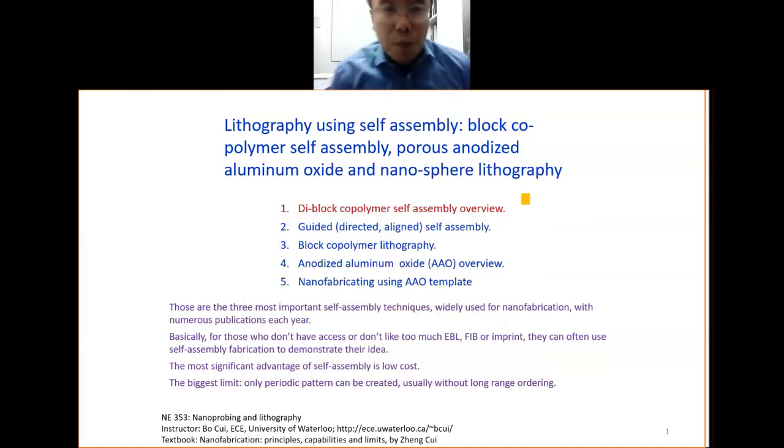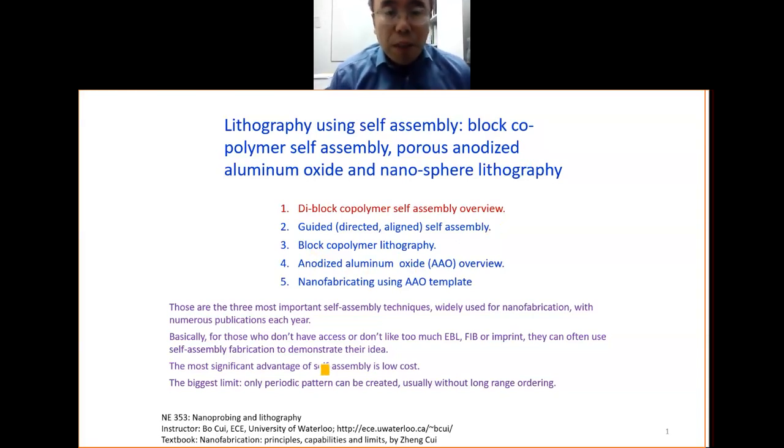Okay, so now we start the last chapter for this course, lithography using self-assembly. We will talk about three self-assembly methods: block copolymer self-assembly, anodized aluminum, and nanosphere lithography. They are the most popular self-assembly methods.